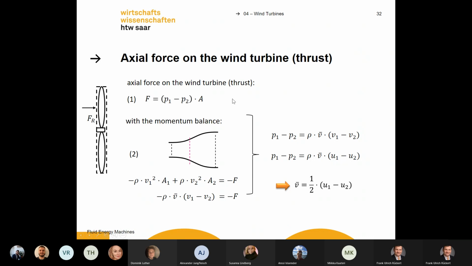You can also calculate the thrust, the force on the wings, and you simply calculate it by the pressure difference times the area. You remember you had a higher pressure in front of your wing, a lower pressure behind, and if you calculate the difference, you get the force that acts on your wing.